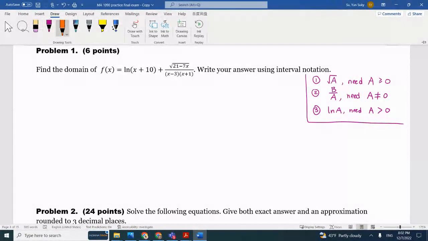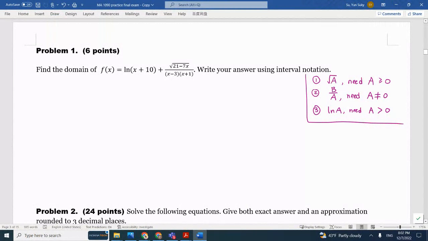Now, come to this problem. So you check. Oh, you see the first term? We see natural log. So we need the things inside the natural log, which is x plus 10, to be positive. And then we solve for x. We can subtract 10 on both sides, and then we have x is bigger than negative 10. So this is for this expression.